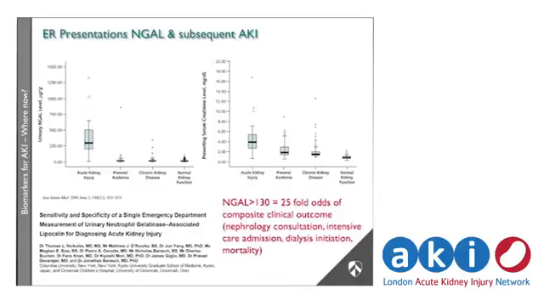They made up a composite clinical outcome which included such things as having a nephrologist ask to come and see you, and they found there was significantly increased odds. So there was at least some evidence here that screening this in emergency admissions could be helpful, but obviously there's quite a wide variation in NGAL levels here.